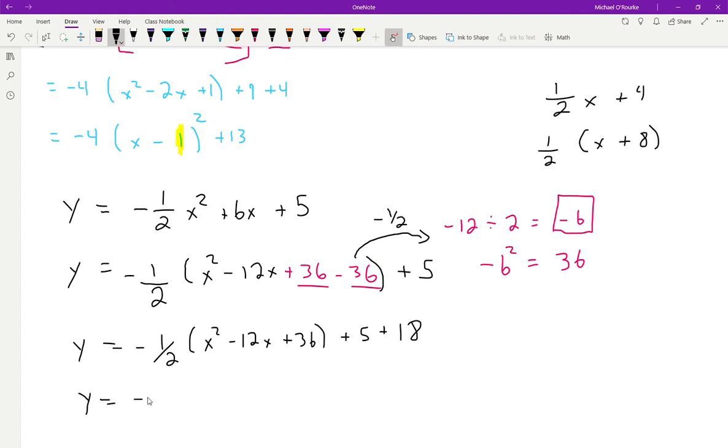And to finish off my last line, I combine these two terms, make that. I'm going to make my perfect square here. So when I factor that, what am I getting?